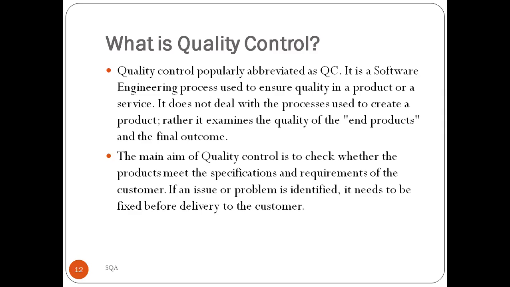Okay. The main aim of quality control is to check whether the product meets the specification and requirement of the customer. If an issue is identified, it needs to be fixed before delivery to the customer. The main goal of quality control is discussed: if you have purchased a Nestle bottle and you found any problem, that is not a requirement, not error free. So that's why QC must check that the final product will be error free.